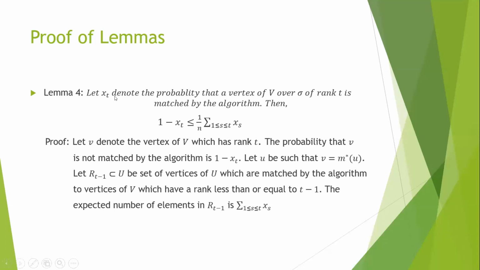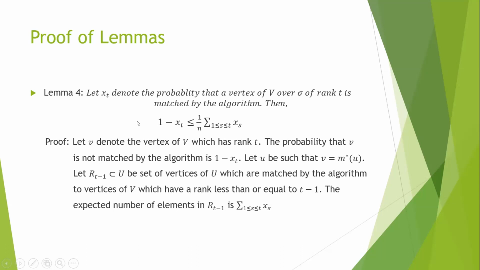Lemma 4. Let xt denote the probability that a vertex of V over sigma of rank T is matched by the algorithm. Then 1 minus xt is smaller than or equal to 1 over n times the sum of all probabilities from x1 to xt.